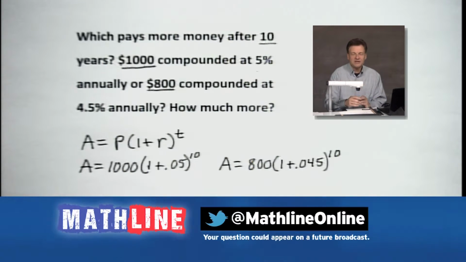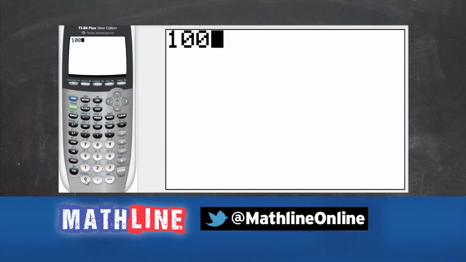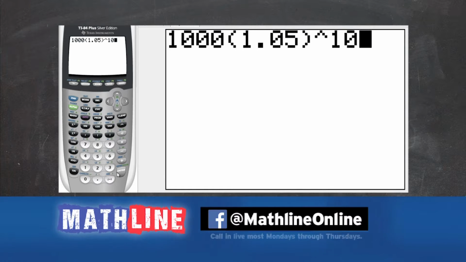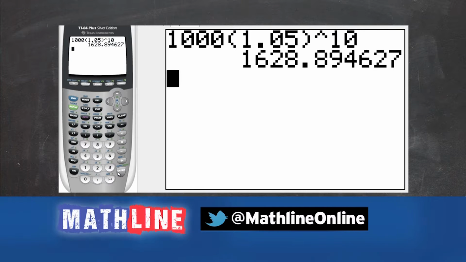So let's see what the calculator gives us on this, all right? See what our totals are, what our accounts are going to earn. We started with 1,000. We'll have 1.05 raised to the 10th power. So go exponential. And that power is what's powerful, no pun intended. I see $1,628, and we're just going to go with 89 cents there. We're going to knock that off, all right?